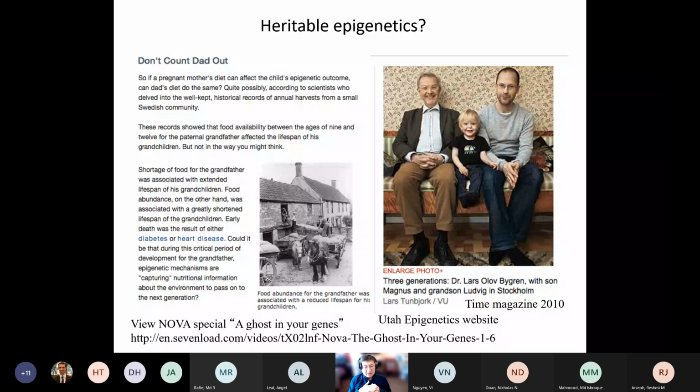So I have a third example that is fairly interesting, but I don't know if this is as good an observation or evidence as the previous two, but since this is interesting, I want to introduce it to you. It was published in Time magazine in 2010, 10 years ago. They found that in Stockholm, in Europe, there is a small village.